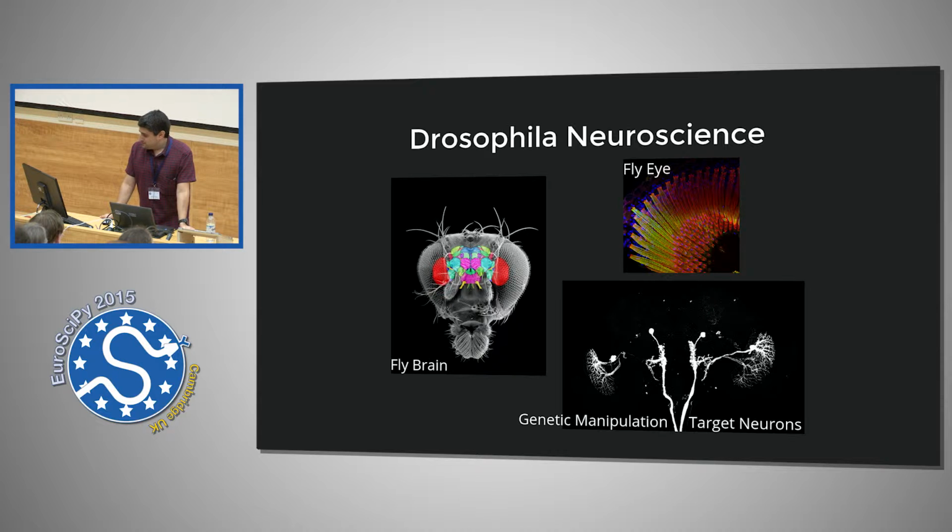And one of the most important aspects for the fly to be so useful as a tool for studying neuroscience is that it's very easy to manipulate those flies genetically. So you can target specific neurons and make them be impaired or activate them with lasers, etc. So you can study very easily the circuitry of the brain of a fly.